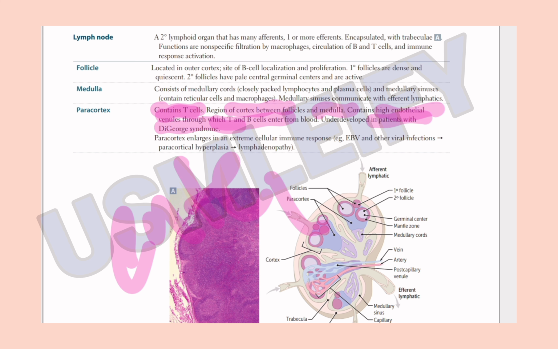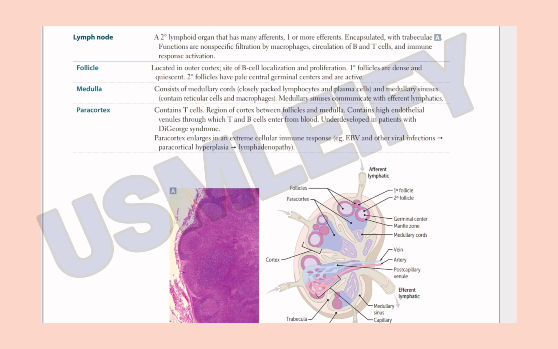The paracortex is underdeveloped in DiGeorge syndrome. The paracortex enlarges in extreme cellular immune responses like Epstein-Barr virus and other viral infections, leading to paracortical hyperplasia and lymphadenopathy. So the paracortex is a T cell zone and also has high endothelial venules.